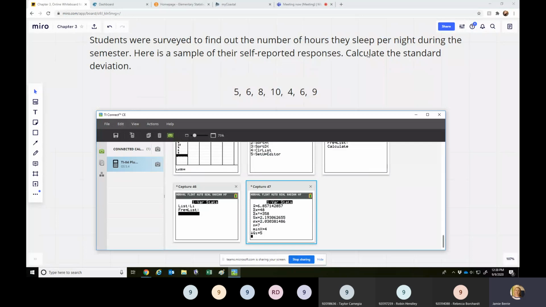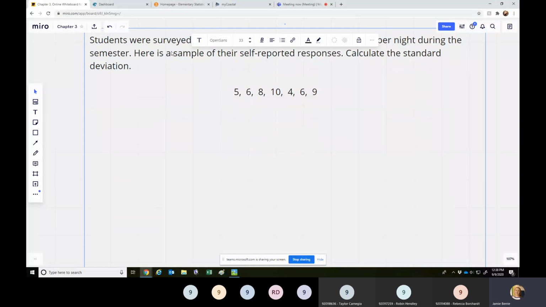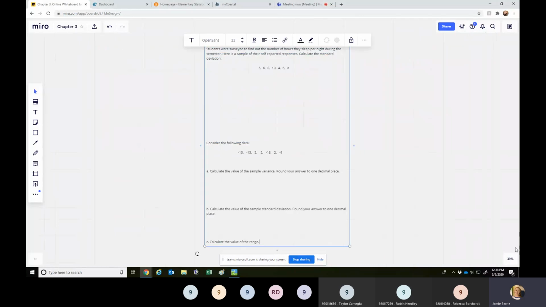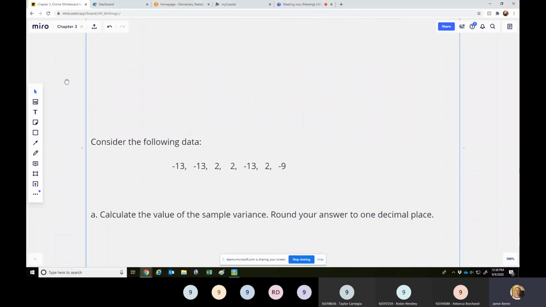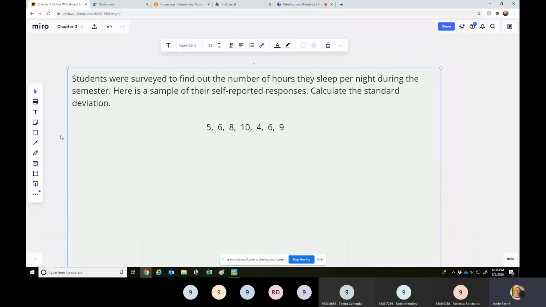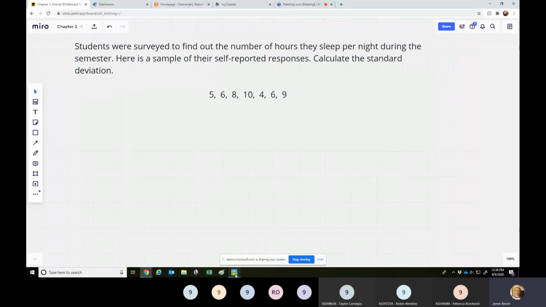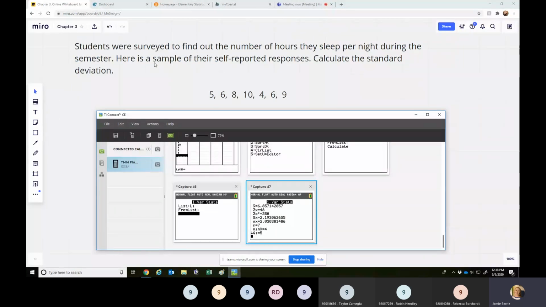Now notice it does not tell us either way here. It doesn't say sample or population, so we need to dig a little deeper. Look at the sentence right before that. So right here, here is a sample of their self-reported responses. So since we have that word there, sample, that tells us we should use the sample standard deviation.